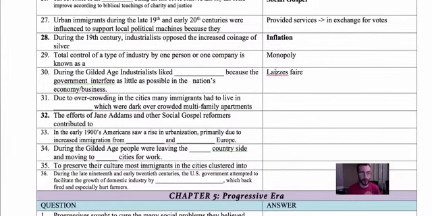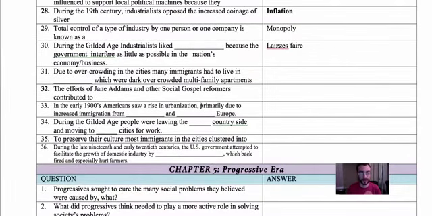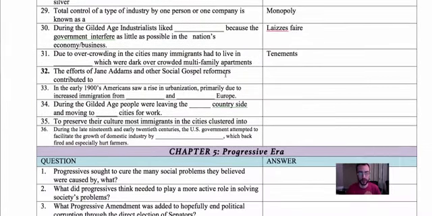31. Due to overcrowding in the cities, many immigrants had to live in blank, which were dark, overcrowded family apartments. This is going to be tenements. Tenements are the dark, overcrowded apartments.